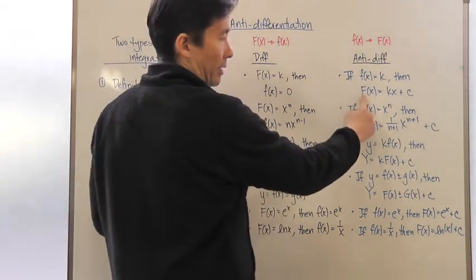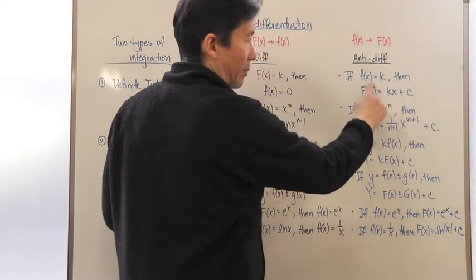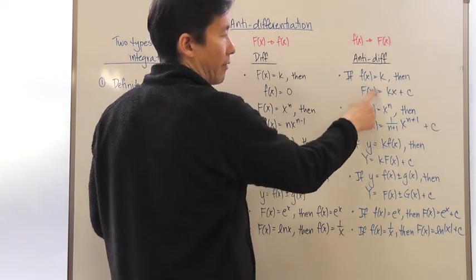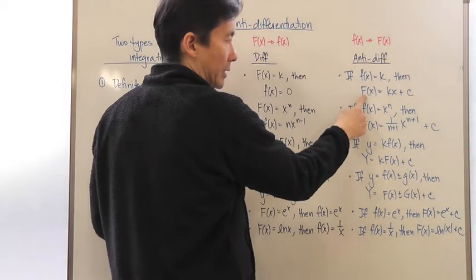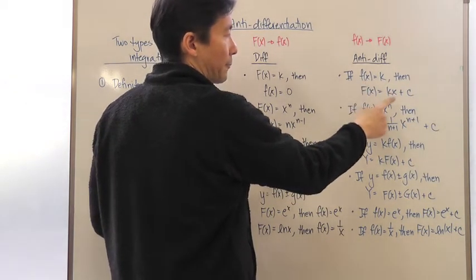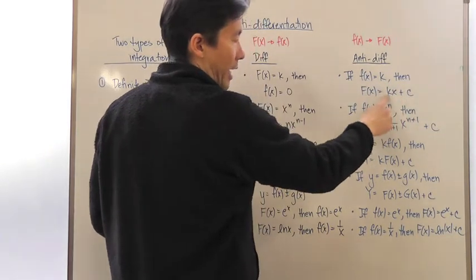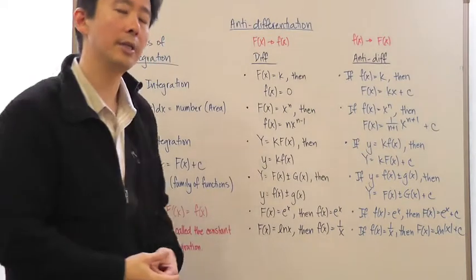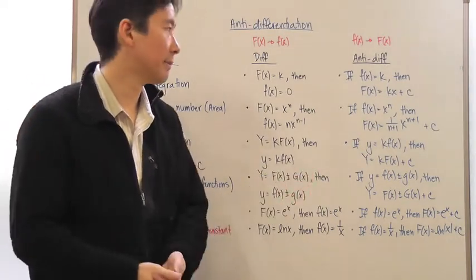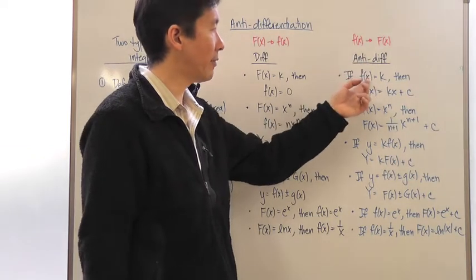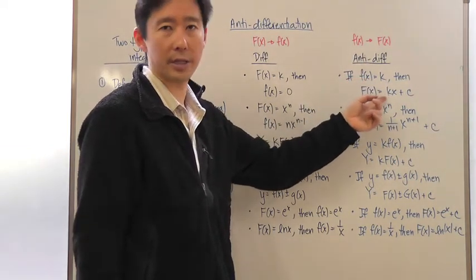Now, let's just make sure we understand exactly what this means. If I was to take a look at the derivative of this, I had better come up with this. Okay, so if I take the derivative of capital F of x, notice that that would give me little f of x. If I take the derivative of this side, I would just come up with k, because of course c is a constant, so when you take the derivative of a constant, it becomes 0. So the antiderivative of this is always going to be equal to this.